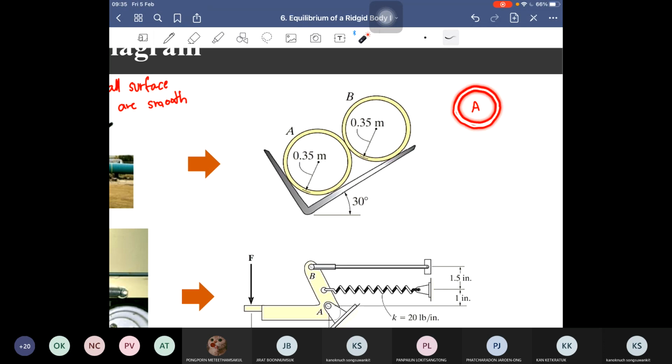Starting from object A, we have to free body A from its surroundings, free it from the force and free it from body B, and see how many forces are exerted on this body. Of course, we have the weight of A, WA, right? That's the weight, which always acts along the vertical minus axis because of the gravity effect.